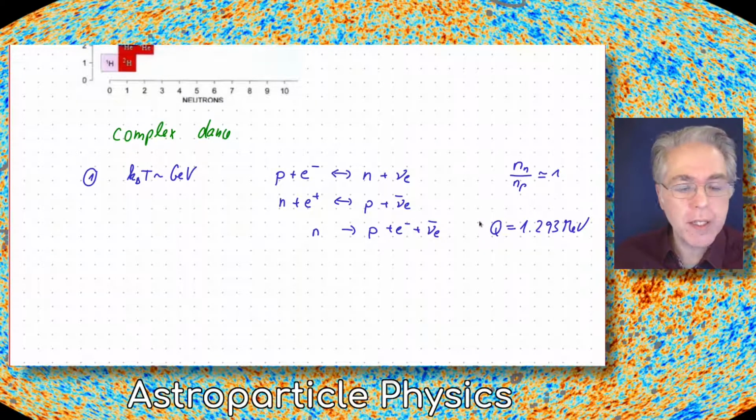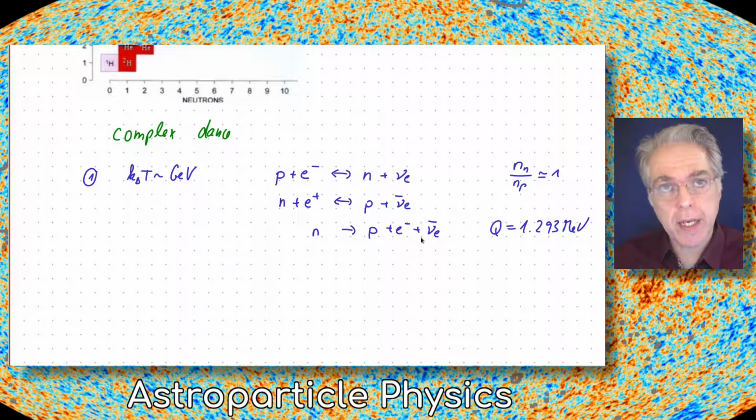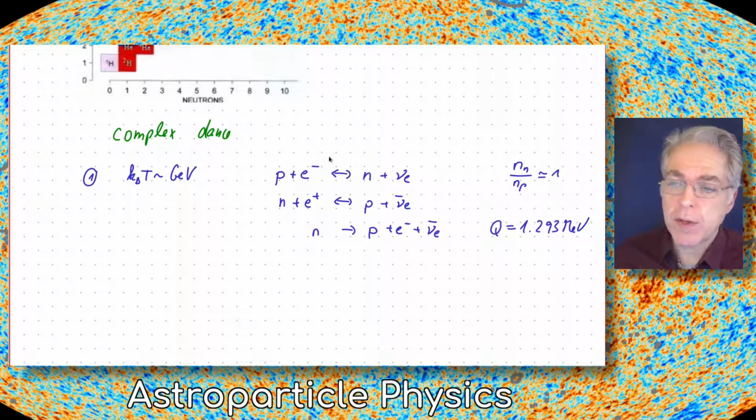Because at some point, once the temperature drops below that 1.293 mega electron volts, essentially you will only have the way that a neutron can decay into a proton, but you cannot have the back reaction anymore of a proton going into a neutron. So that arrow going from left to right will disappear, and that arrow from right to left will disappear. And essentially neutrons will then start decaying. And this happens at a time of about 10 seconds.